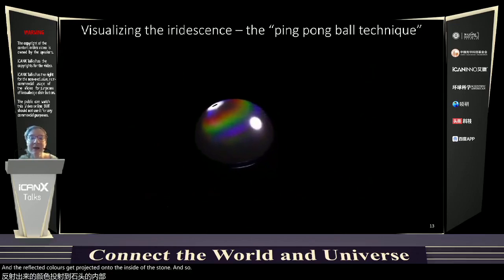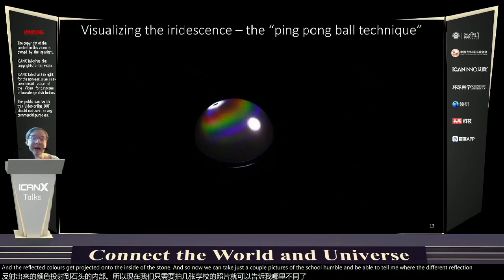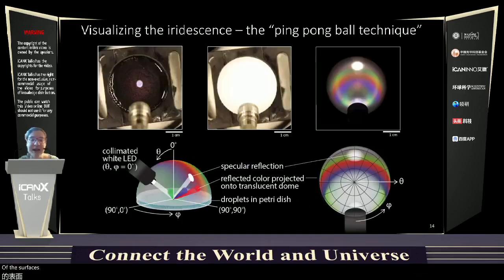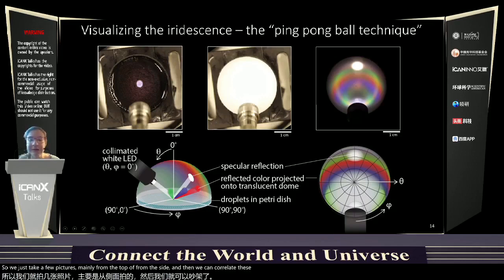And so now we can take just a couple pictures of this ping pong ball and be able to tell where the different reflected colors are going in three-dimensional space. So this is a really simple way for us to characterize the iridescence of the surfaces. So we just take a few pictures, maybe from the top or from the side, and then we can correlate these photographs with different three-dimensional coordinates to know what angles these colors are reflecting off of.